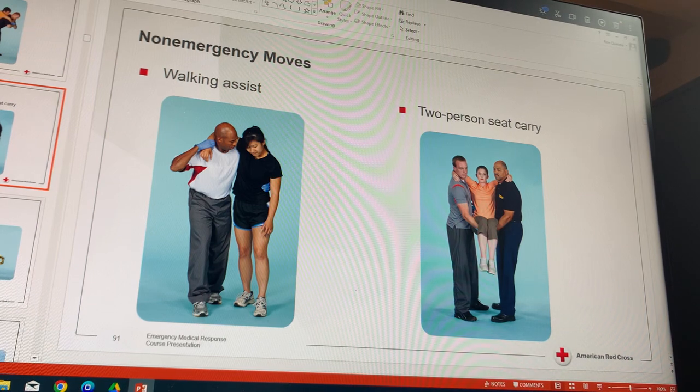To carry out a walking assist, place the patient's arm across your shoulders and hold it in place with one hand. Support the patient with your other hand around the patient's waist. In this way, your body acts as a crutch, supporting the patient's weight while you both walk. A second responder, if present, can support the patient in the same way from the other side.